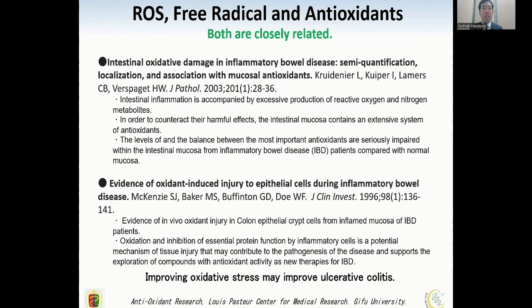It has been shown that in the intestinal mucosa of patients with inflammatory bowel disease, the level and balance of the most important antioxidants are significantly impaired compared to the normal mucosa. In vivo oxidative damage has also been observed in chronic epithelial cells from patients with inflammatory bowel disease, and some literature suggests that antioxidants may be therapeutic. In other words, ulcerative colitis may be improved by reducing oxidative stress.